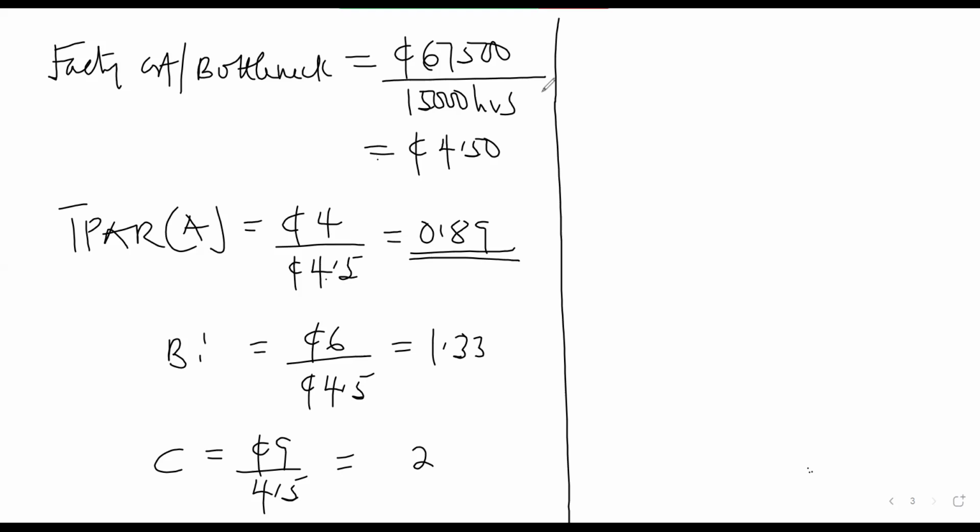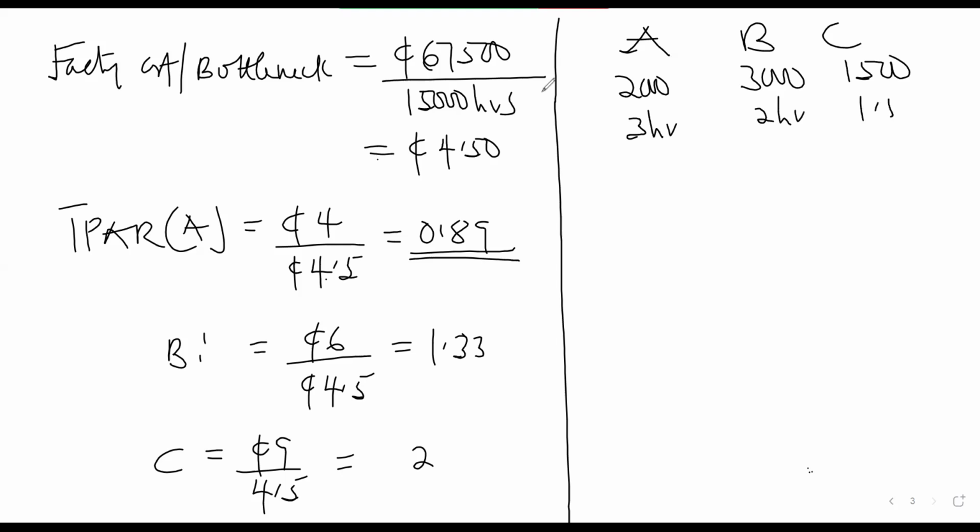How do we use throughput accounting to make selections between multiple products? How do we do that? Okay, let's say you have product A, B, and C. You want to produce 2,000 of this, 3,000 of this, and 1,500 of this. The hours per unit is 3 hours for this one, 2 hours for this one, and 1.5 hours for this one. Let's calculate the total hours that we need to produce all the units of A, B, C.